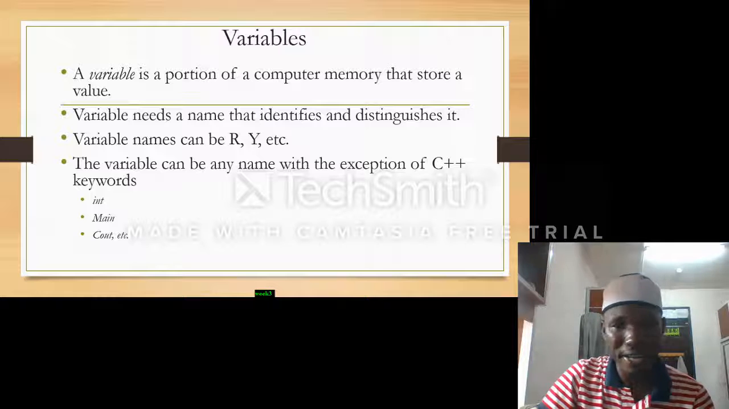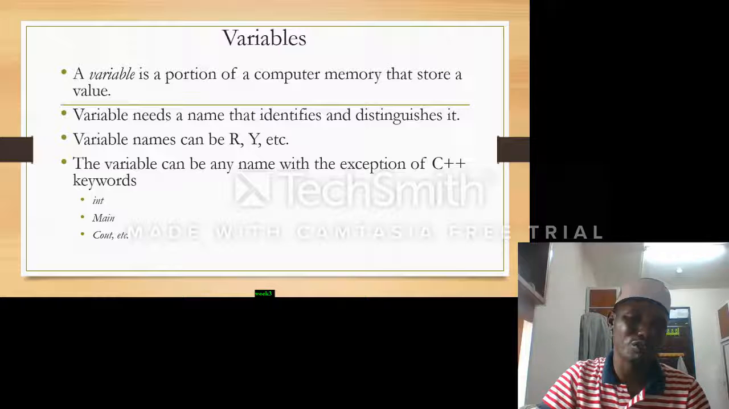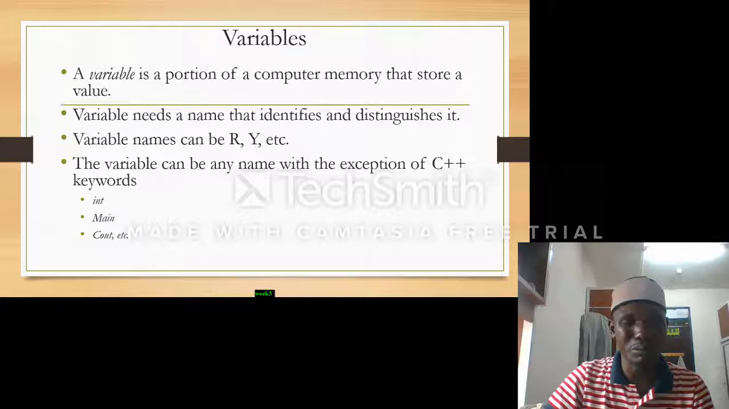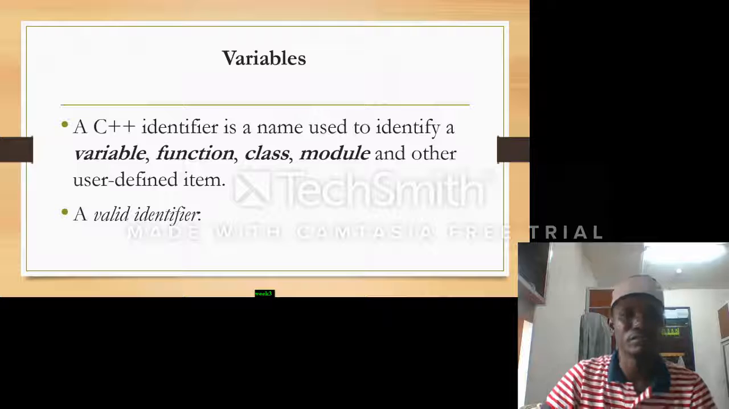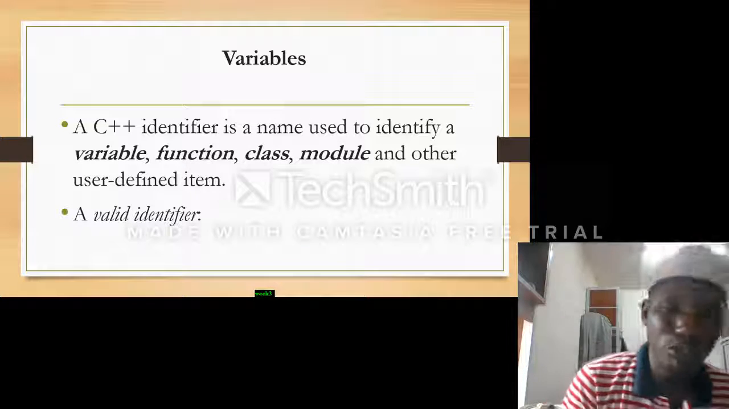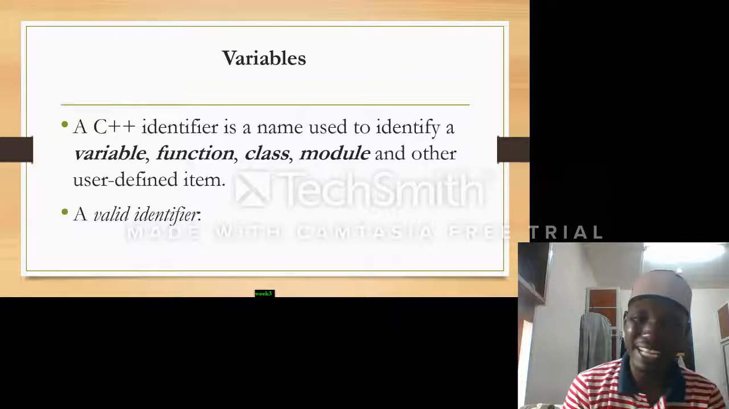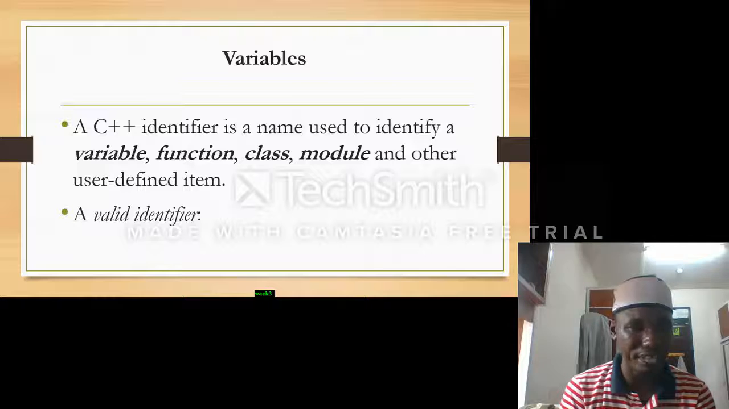A variable name can be R, Y, X, etc. The variable can be any name with the exception of C++ keywords. It can be any name as long as it does not belong to the C++ reserved words such as int, main, cout. What we mean by C++ keywords are all the reserved words that are meant to be used by the C++ language. All the words that are reserved to be used by the C++ language cannot be used as part of the variable name. Okay, you should take note of that. So, a C++ identifier is a name used to identify a variable, function, class, module, and other user-defined items.